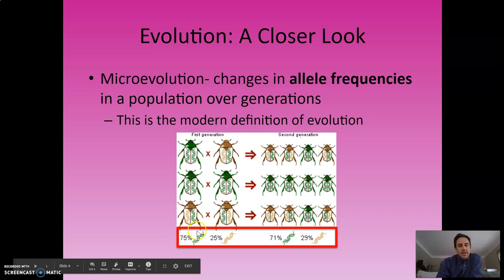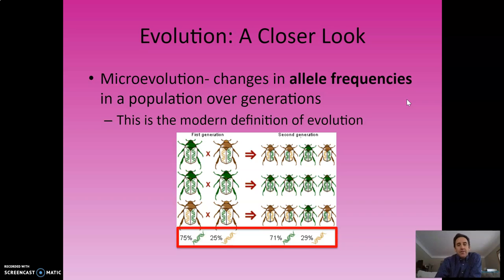So an example would be if you had this beetle population with some green and some brown beetles, and let's suppose in one generation you had 75% green beetles, 25% brown, but then in the next generation there was only 71% green, 29% brown. Well, you would say that the allele frequencies have changed and therefore evolution has occurred. So we're going to get into more details of that soon.